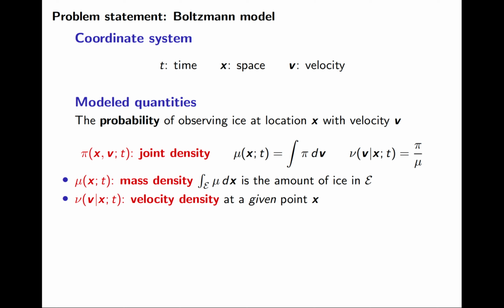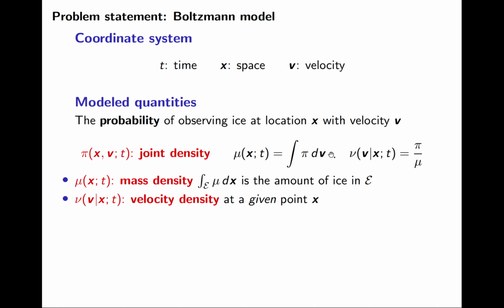So we're going to model sea ice using a probabilistic model where we've defined pi, which is a joint density or a joint probability distribution over the spatial coordinate x and the velocity coordinate v, where pi is basically the probability of observing ice at location x with velocity v. We can decompose the joint density pi into the mass density, which is the marginal density, where we've integrated out the velocity coordinate. And this mass density basically says if we have some subset of the domain E, we integrate over it, this integral is the amount of ice that's contained within E. So if E were, for example, the entire domain, then this is just the total amount of ice in our simulation.